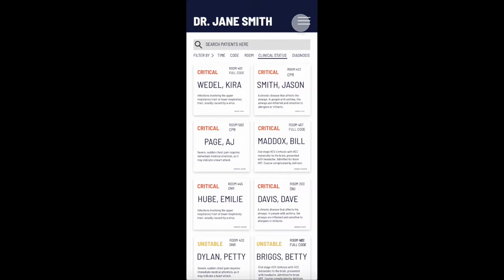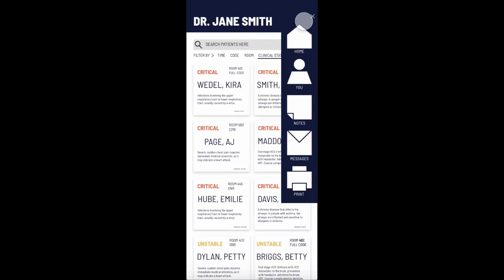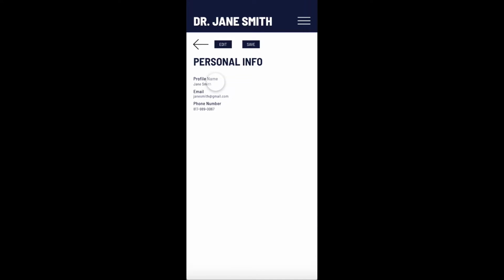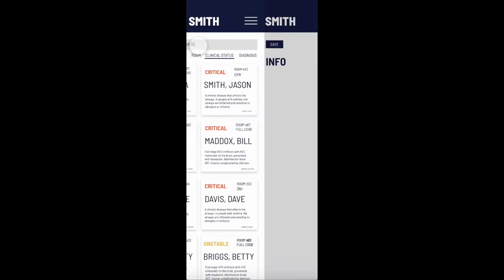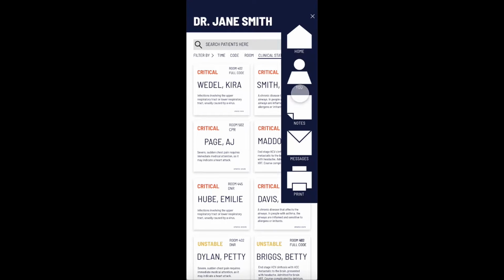You'd have your name at the top here, and then a navigation menu right here for you to view the home. Go back to home, your personal info, your notes, your messages, and printing. So if you wanted to view your personal info, you just click on here, and it would show you your name, your email, and your phone number. And you could also edit this information right here, or go back right here.